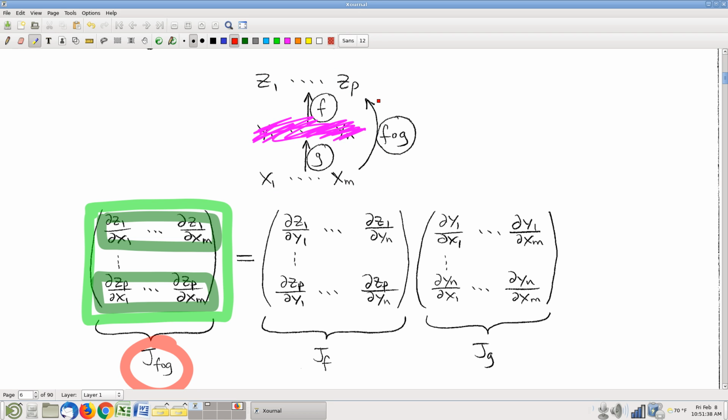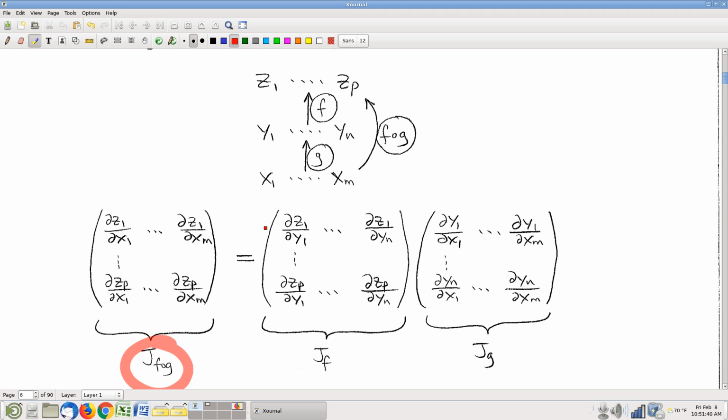Here, let me do this. The Jacobian of the composition, where z's are functions of x's. This is the Jacobian of f, where the z's are functions of y's. And the Jacobian of g says how the y's are functions of x's. I'm laying out the Jacobian matrices in the same pattern in the case of all three of these multivariable composed functions.